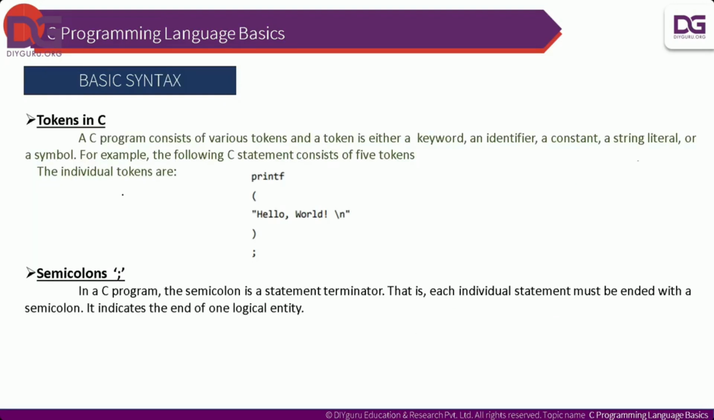Next, your tokens. We have various tokens. A token can be a keyword, an identifier, a constant, a string literal, or a symbol. This is how a token will look. It consists of any one of these five types. And every statement should have a semicolon, which terminates that statement.